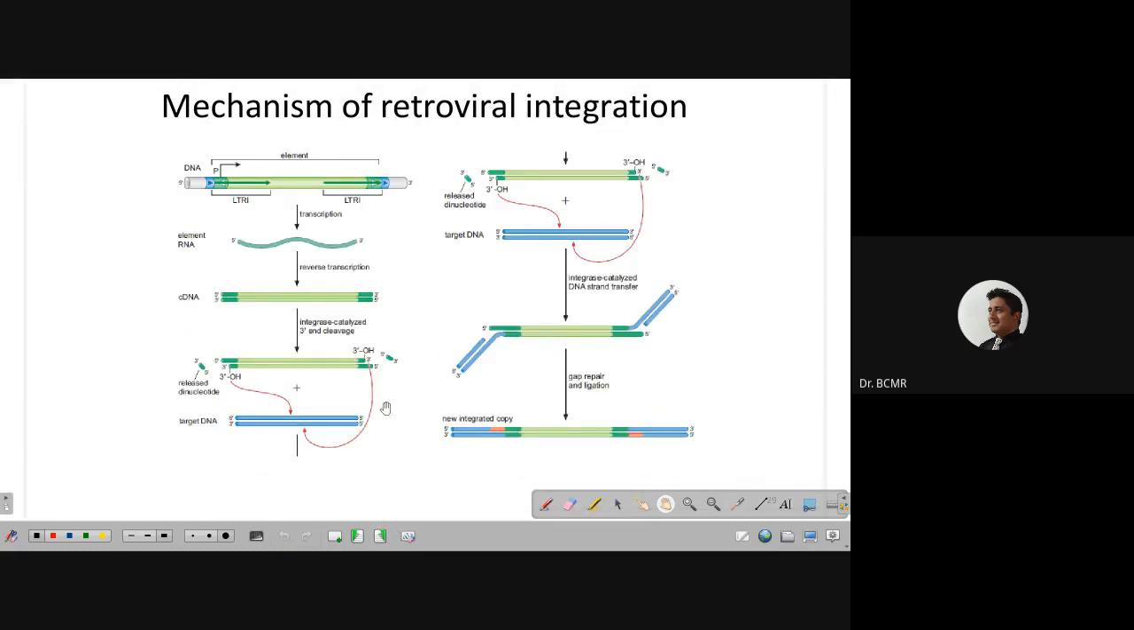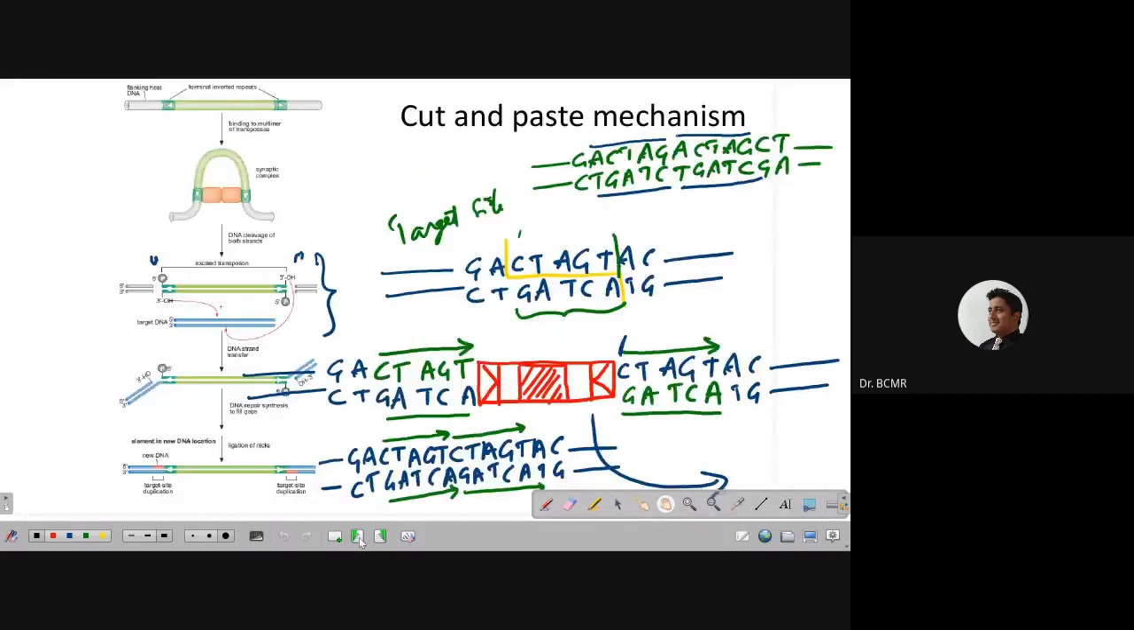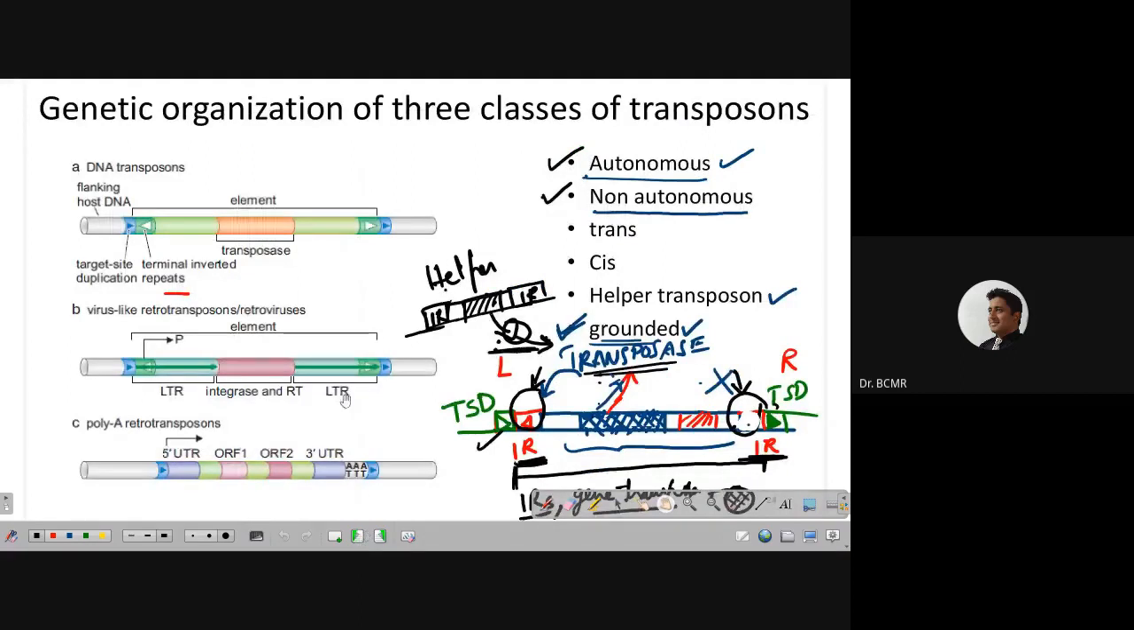So the second one is called retroviral integration. I will just describe the structure first, and then probably I will stop there. I will just describe these two structures, and then we will discuss the rest of it in the next class.